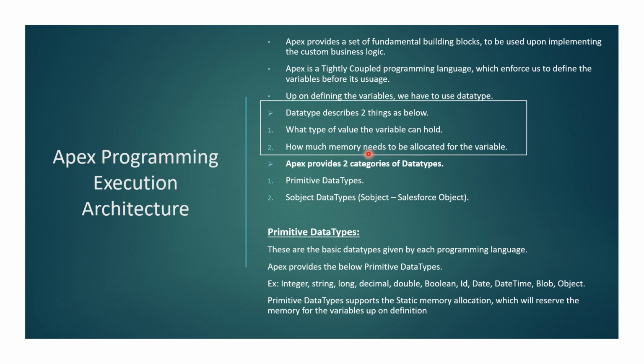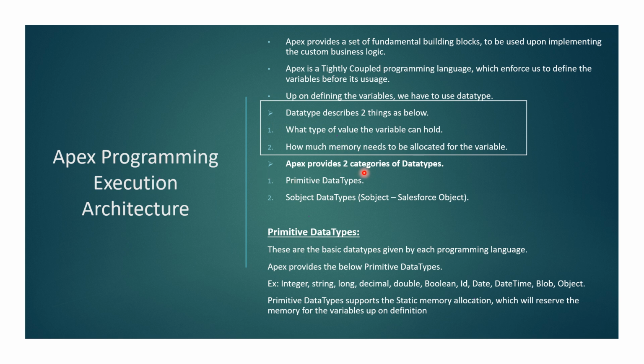This is very important, and we need to understand it very clearly. Data type describes two things: what type of value the variable can hold, the very first point, and how much memory needs to be allocated for that variable. Further on, I will show you some examples, and then you can understand.